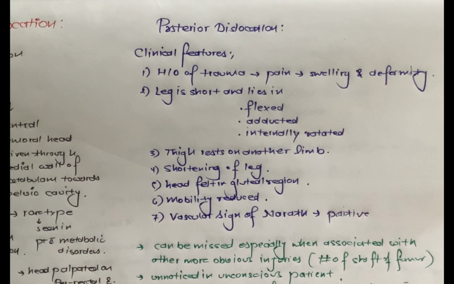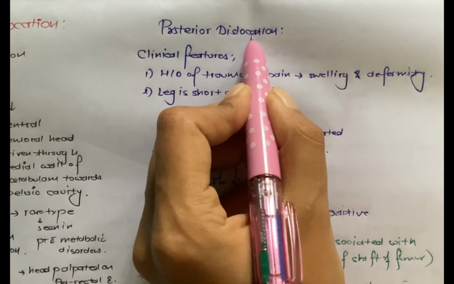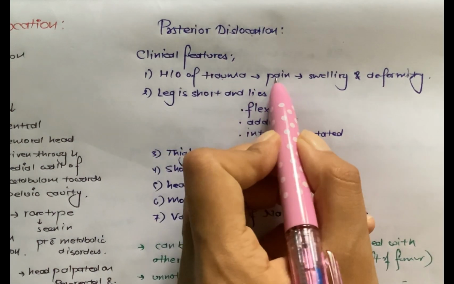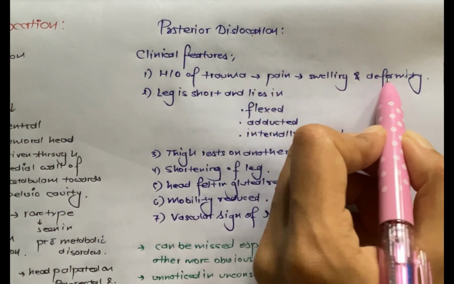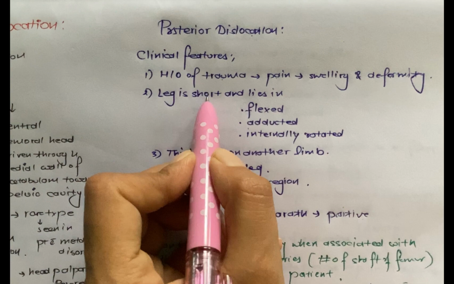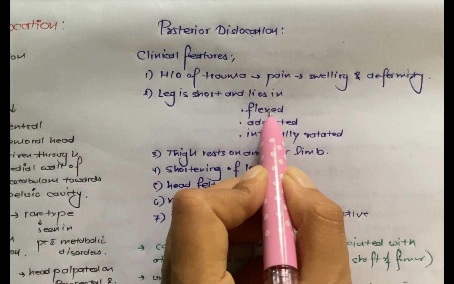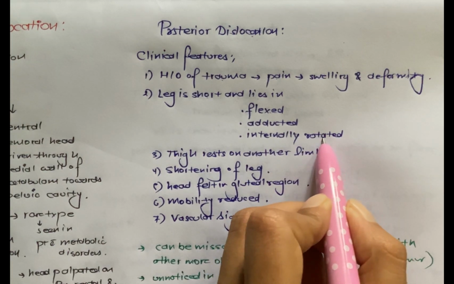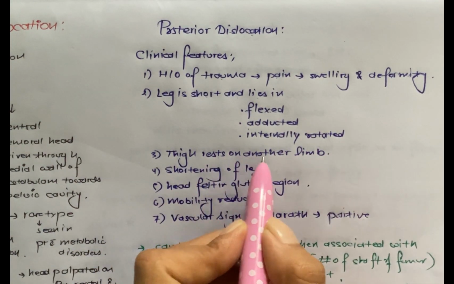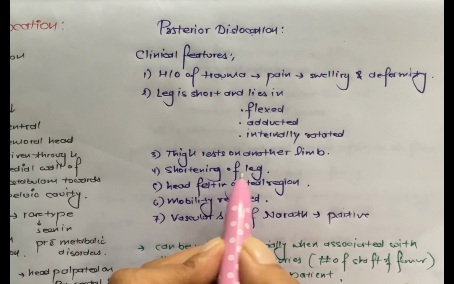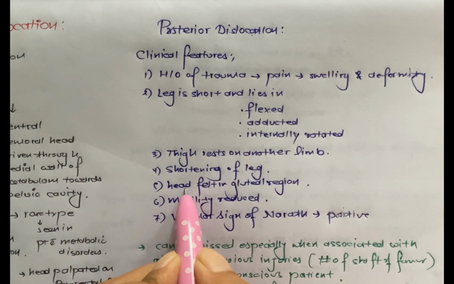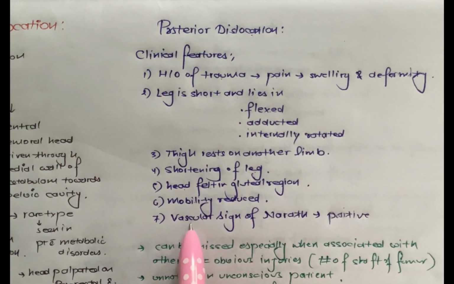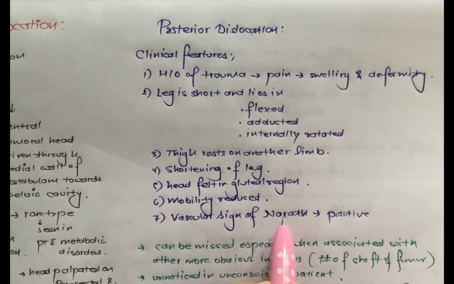Now talking about the clinical features of posterior dislocation, first of all there will be history of trauma, followed by pain and swelling and deformity later. And the leg is short and lies in flexed, adducted and internally rotated position, and the thigh rests on the other limb, and there is shortening of leg as well, and the head of the femur is felt in the gluteal region, and the mobility is also reduced, and the vascular sign of Narath is also positive.